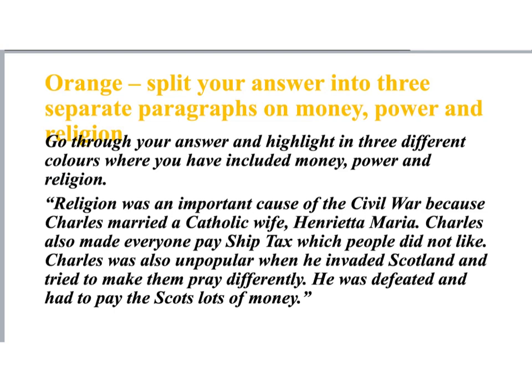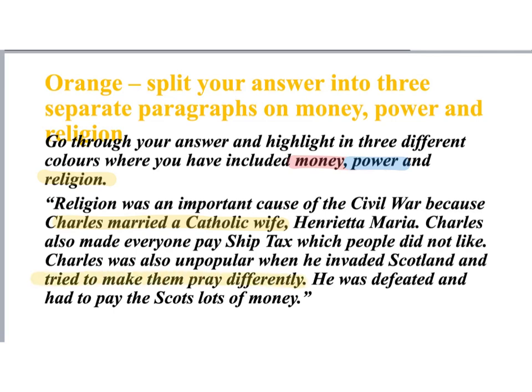So what you need to do is go through your answer and highlight in 3 different colours where you've mentioned it. So on mine, I'm going to have money in red, power in blue, and religion in yellow. Okay, so first of all on religion. I've talked about the fact that Charles married a Catholic wife. That's religion, isn't it? Okay, and also when he invaded Scotland, he tried to make them pray differently.